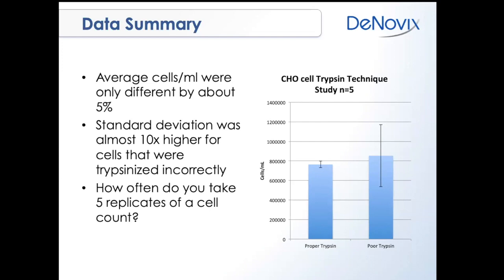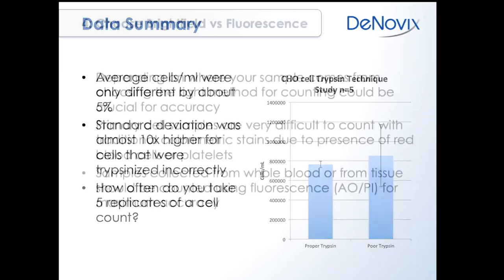So making sure that you're properly digesting your cells and not having clumps in that sample before you count it is very important. And it's also very important later when you go to seed your plate or your flasks, to get an even number of cells between the wells.